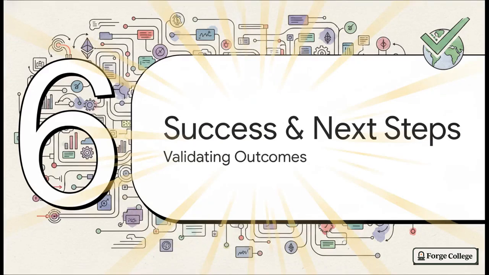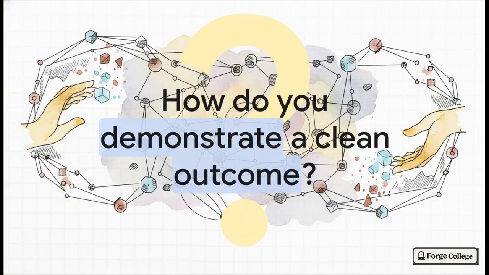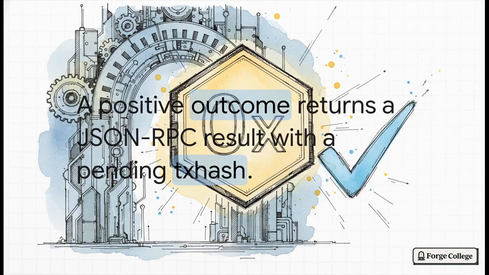Finally, Section 6, Success and Next Steps, Validating Outcomes. It all comes down to the golden question, right? Did it actually work? How do we prove to ourselves that our artifact is safely out of our hands and actually living in the network? Well, you know you've succeeded when you see this. Checkpoint passed. You receive a clean JSON-RPC result object containing a pending transaction hash starting with 0x.